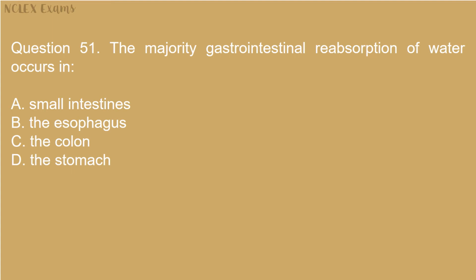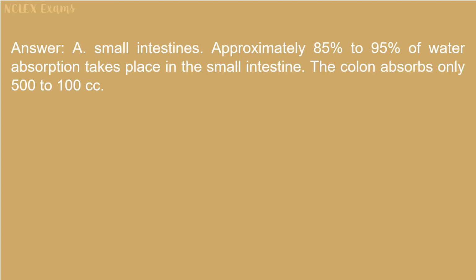Question 51. The majority of gastrointestinal reabsorption of water occurs in A. Small intestines, B. The esophagus, C. The colon, D. The stomach. Answer A. Small intestines. Approximately 85% to 95% of water absorption takes place in the small intestine. The colon absorbs only 500 to 1,000 cc.